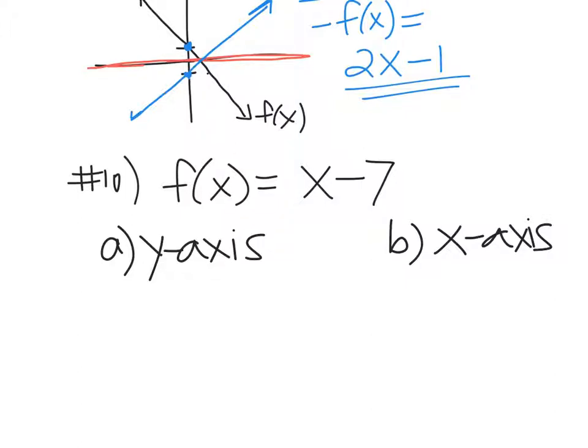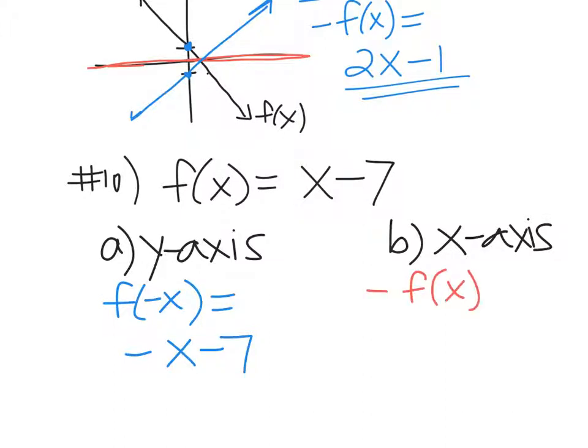So my original, or my basic function, is f of x equals x minus 7. If I'm reflecting over the y-axis, then all of my x's are changing. And so that would affect this. It would be negative x minus 7. Just the slope is changing. The y-intercept is not. And then over here, if I do it over the x-axis, it's negative f of x, which is negative x plus 7.